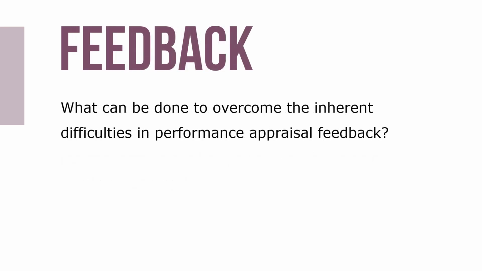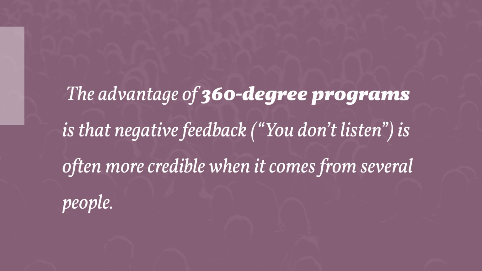What can be done to overcome the inherent difficulties in performance appraisal feedback? First, be mindful of being overly critical and making employees so defensive they quit listening. Also, because performance appraisal ratings have traditionally been judgments of just one person, the boss, another possibility is to use 360-degree feedback. In this approach, feedback comes from four sources: the boss, subordinates, peers, coworkers, and the employees themselves. The advantage of 360-degree feedback programs is that negative feedback is often more credible when it comes from several people.